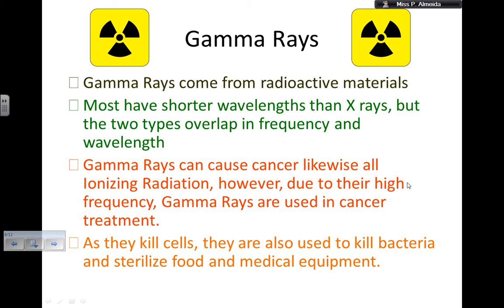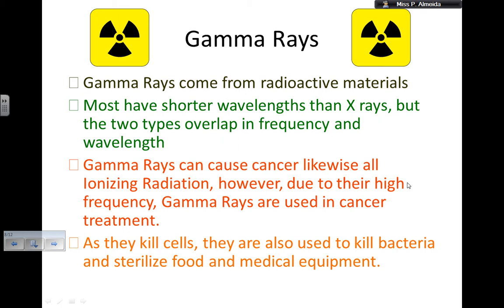Finally, we have gamma rays. So now these are the ones with the shortest wavelength and the highest frequency and energy. Now, gamma rays come from radioactive materials. They must have a shorter wavelength than the X-rays, but actually the two types overlap in frequency and wavelength, okay? Gamma rays can cause cancer, likewise all types of ionizing radiation.